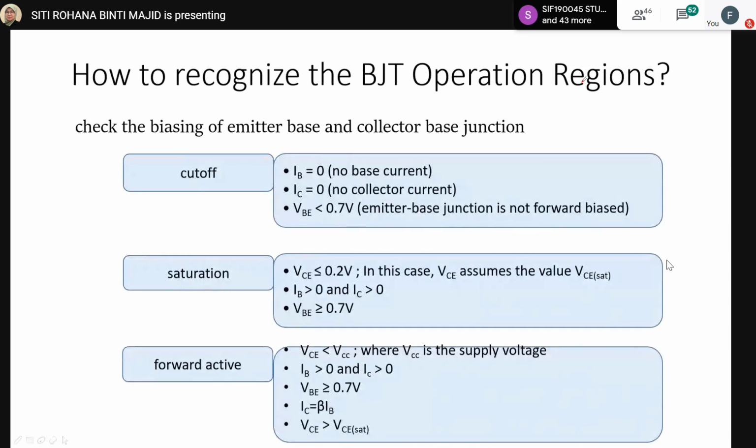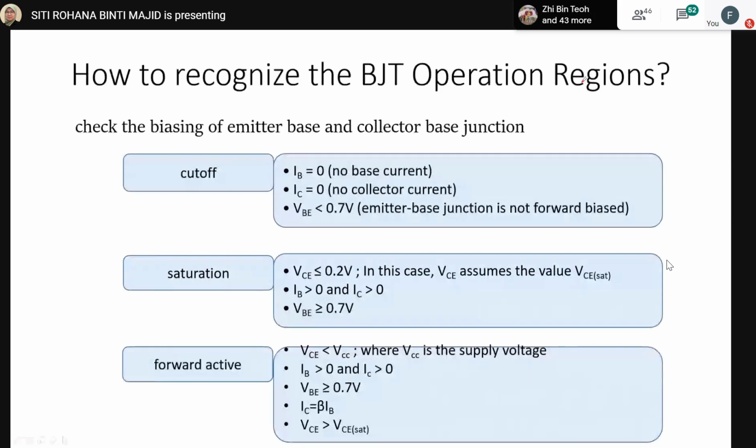So that means once you calculate the IB, for example, VBB minus VBE over RB, you will get IB equals to 0. So definitely you will know that the BJT is in the cut-off region. Because once IB equals 0, IC is also 0, right? IC equals beta IB, so definitely it will be 0. So you already know that this is cut-off.